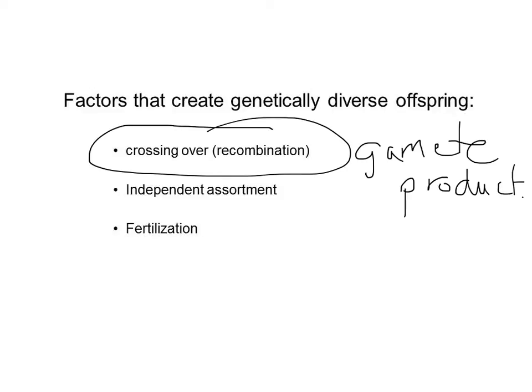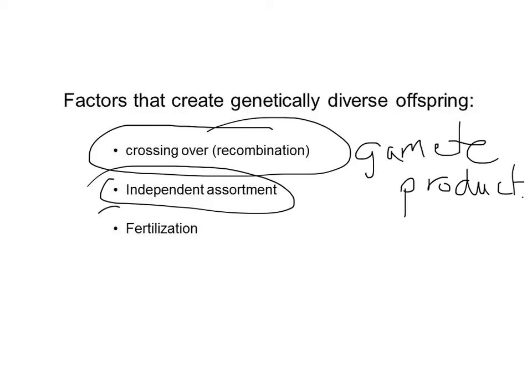However, there's another process called independent assortment that also contributes to gamete diversity. Independent assortment has to do with the random alignment of homologous pairs during metaphase I. This leads to a potential mixing of chromosomes into the final gametes, which we're going to see in a second.